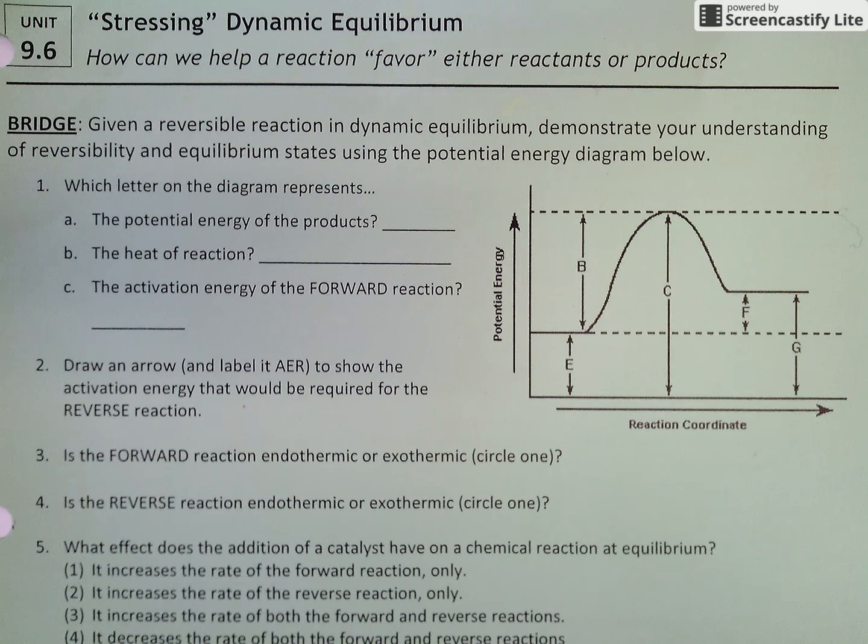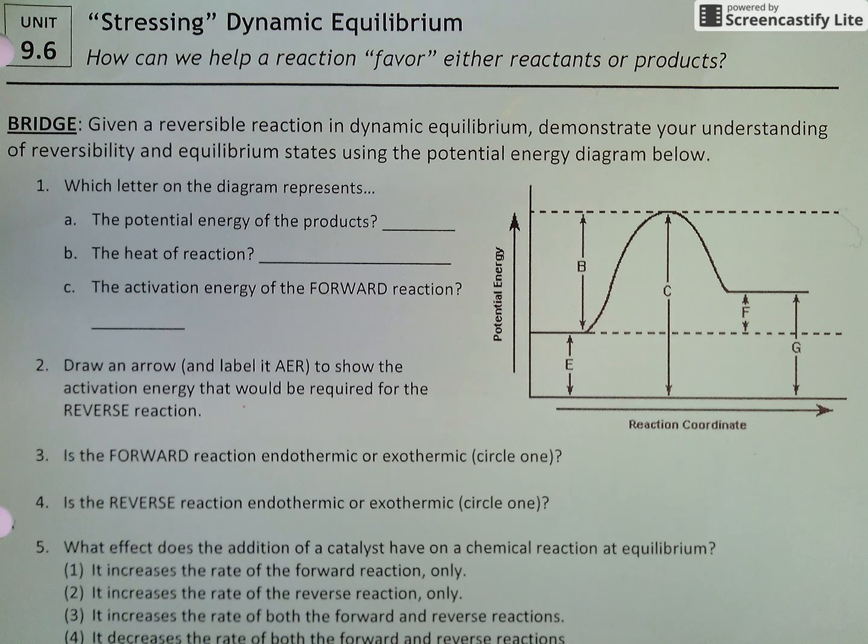You hopefully noticed that I gave you a reversible reaction that's in dynamic equilibrium, which means the rate of the forward reaction is equal to the rate of the reverse reaction. And I want you to look at the potential energy diagram I provided for that reversible reaction to take a look at a couple of things that might be going on with energy and with heat, and just break it down a little bit further.